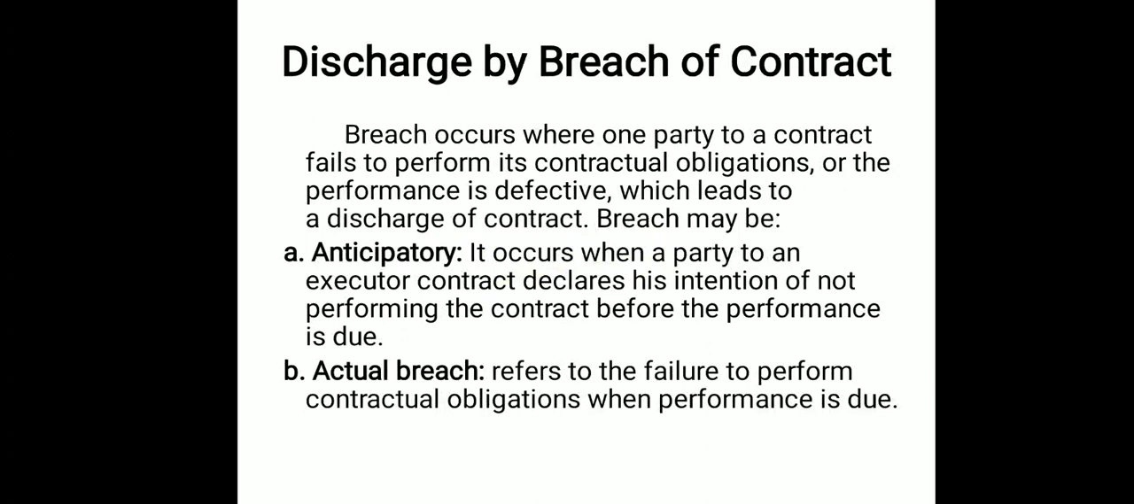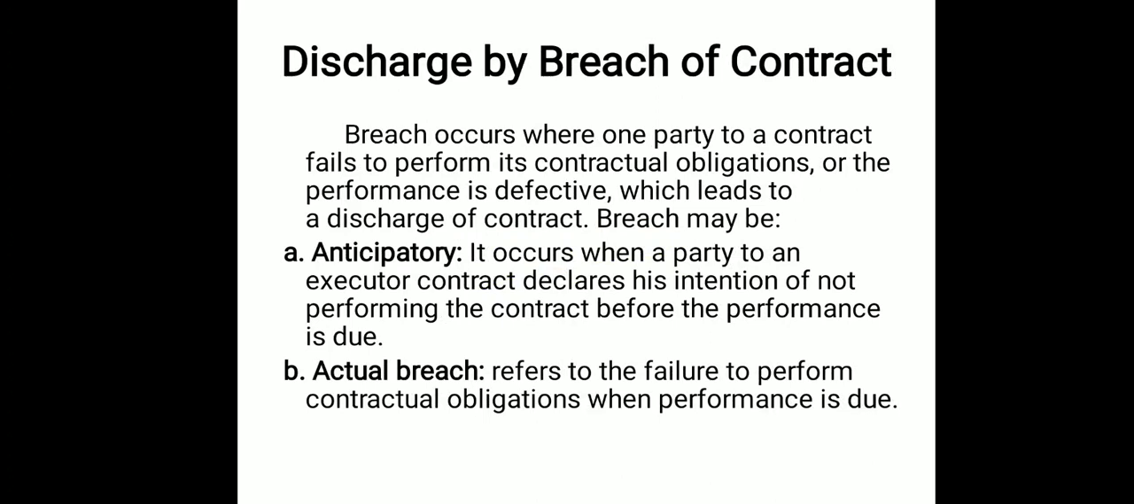Take one simple example. A agreed with B to sell his car at a fixed rate, but he sells it to C. So this is an anticipatory breach. And then next we have an actual breach.